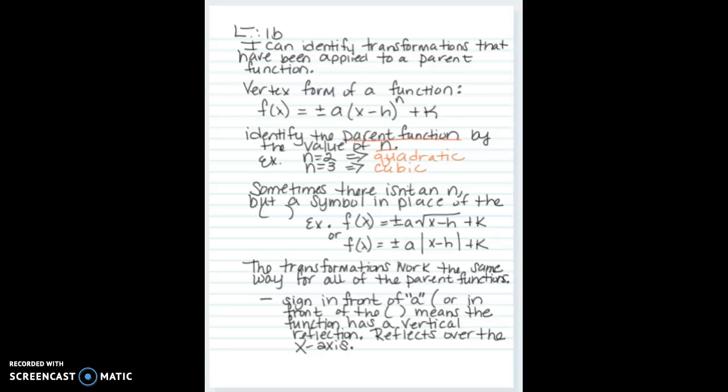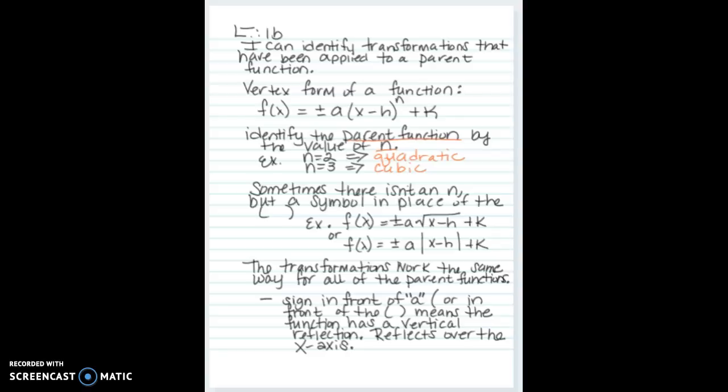And another example would be f of x equals plus or minus a times the absolute value of x minus h plus k. Again, notice that the plus k is not within the absolute value symbol, and this parent function would, of course, be absolute value. Okay, so the transformations work the same way for all of the parent functions.